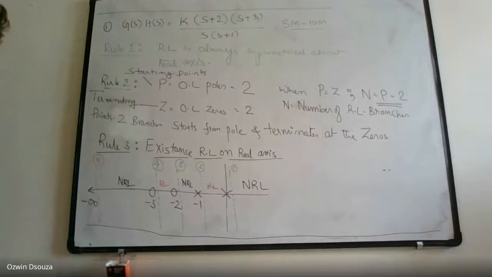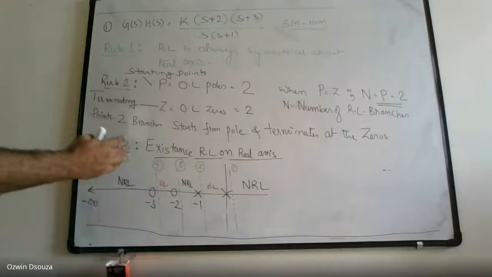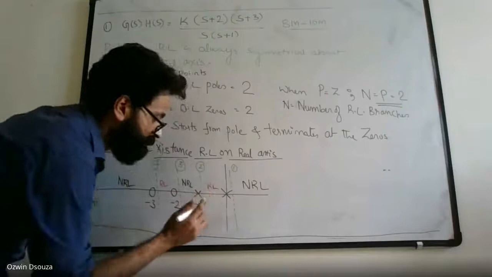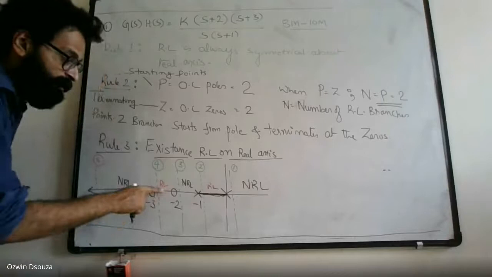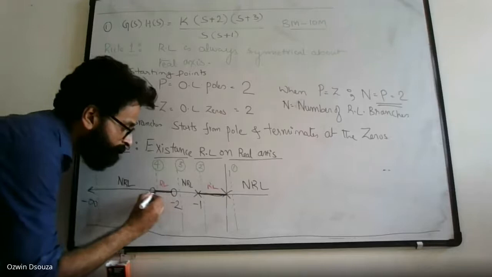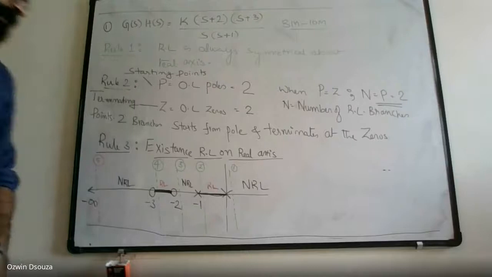Okay. So just to show clearly the RL section from the NRL section, you can thicken the root locus section. For example, between 0 and minus 1, there is a root locus section, so I'm going to draw a thick line. Similarly, there is a root locus between minus 2 and minus 3, so this also I'm going to draw with a thick line. All right. So that's about your rule 3. Rule 3 helps in validating the breakaway points.